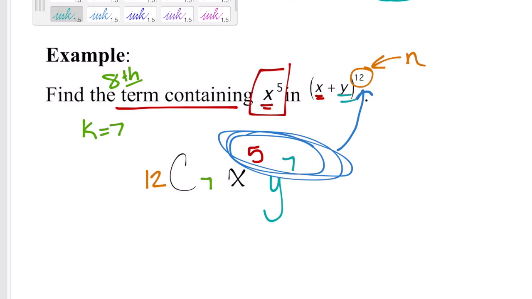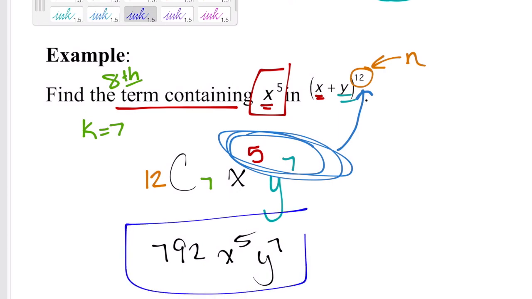So in my calculator, I would do 12 combo 7, and I would end up with 792, x to the 5th, y to the 7th, and we're done. A little bit easier just to find the one term instead of a bunch of them.